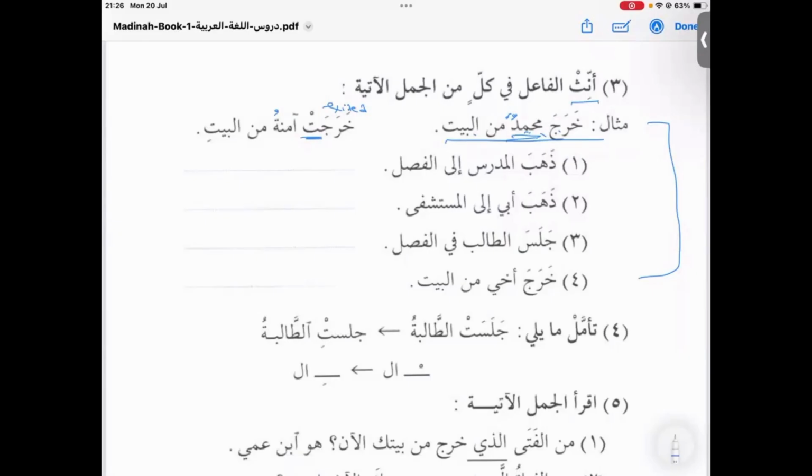Now you have to make all of this female. ذهب المدرس إلى الفصل. مدرس is the fa'il. The teacher went to the classroom. How do you make that female? You just change these two words. ذهبت المدرسة إلى الفصل. There we go. Easy.